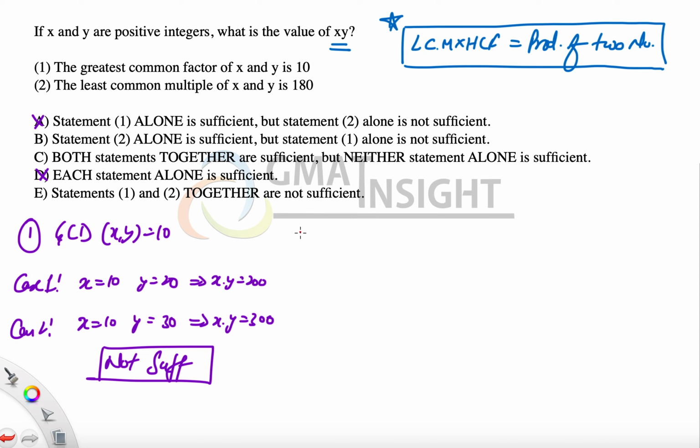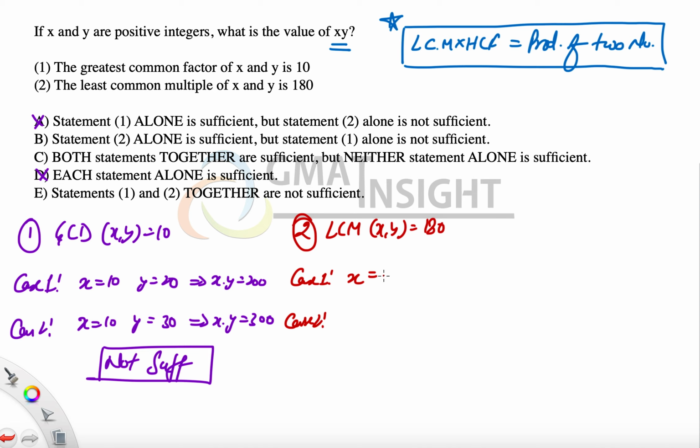Now, let's quickly look at the second statement. The second statement says that LCM of two numbers x and y is equal to 180. Once again, because the HCF is missing here, we can say that this statement is not sufficient. However, in order to prove that, I'm going to take again a few cases, case 1 and case 2. So I have to take two cases for which the LCM should come 180.